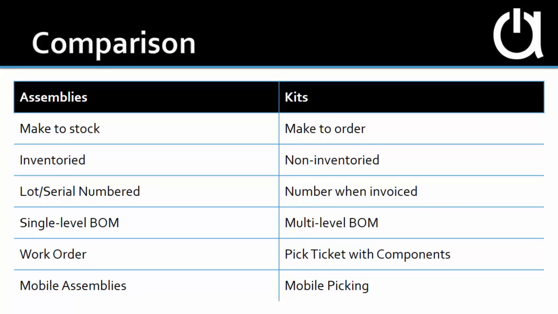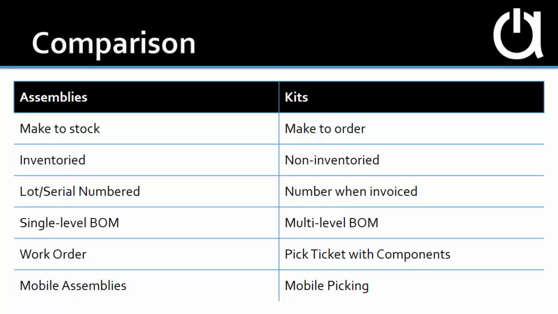Kit items are non-inventoried since they are what some people would call a bundle of independent items put together strictly for a sale. They do not create their own unique product that sits on a shelf waiting for someone to purchase. So the assembly items, once you build it, it's going to be its own item in your inventory, and kits aren't put together until it's listed on a sales order. So that's a make to stock versus make to order.